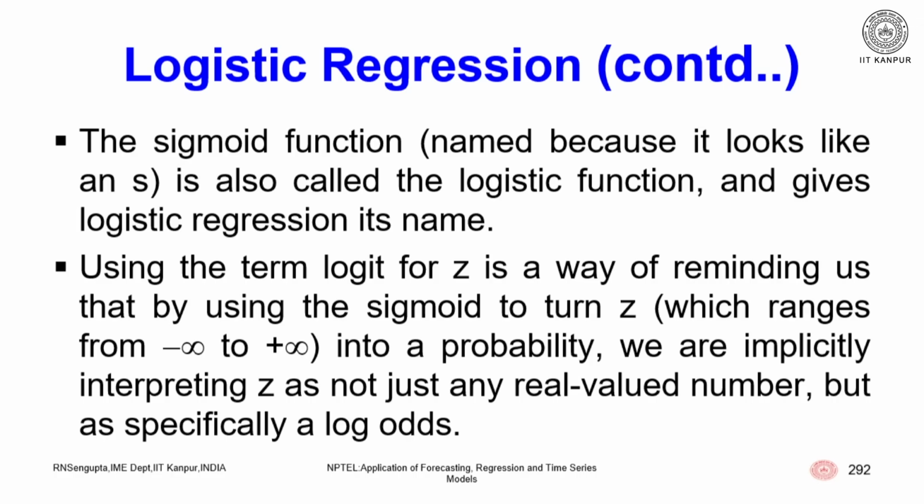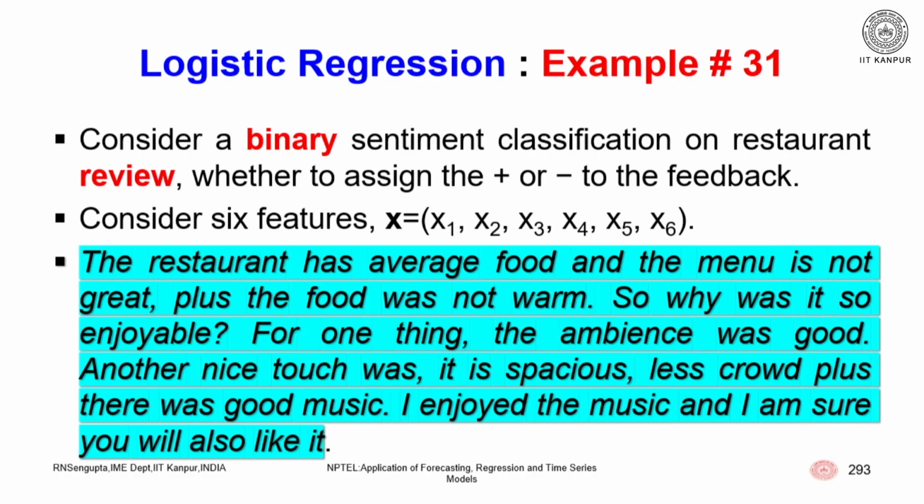Using the term logit for z is a way of reminding us that by using the sigmoid to turn z, which is between minus infinity and plus infinity, into a probability, we are implicitly interpreting z not as just any real number, but specifically in the range of 0 and 1, which is a probability sense. Now, let us consider a very simple problem.